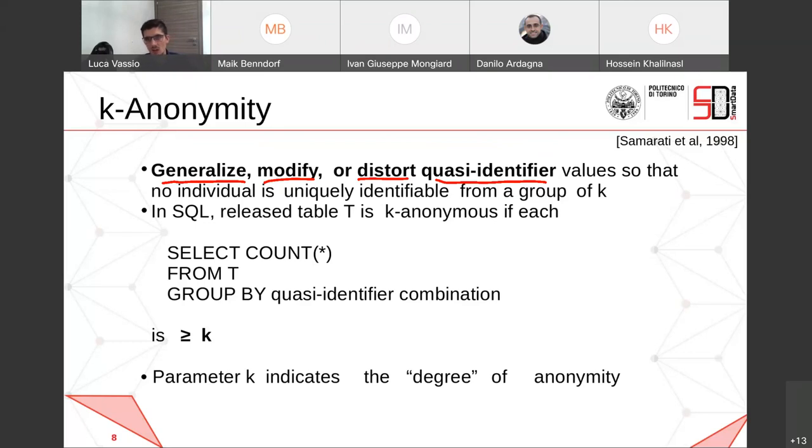If you are familiar with the SQL language, what does it mean? How can we check if a table is K-anonymous? We just have to perform this query. So we have to select from the table, and we have to group by the quasi-identifier combination. If you do that, it will be already done for all the quasi-identifier combinations. And then for each of these combinations, we find the count. So how many records we have in the table. And if it's K-anonymous, then all these different rows, the results should be greater than or equal to K. And so it's clear that K is somehow the degree of anonymity. The greater K is, the more a person is, let's say, mixed within others, and so it will be really hard to understand who exactly is the person.